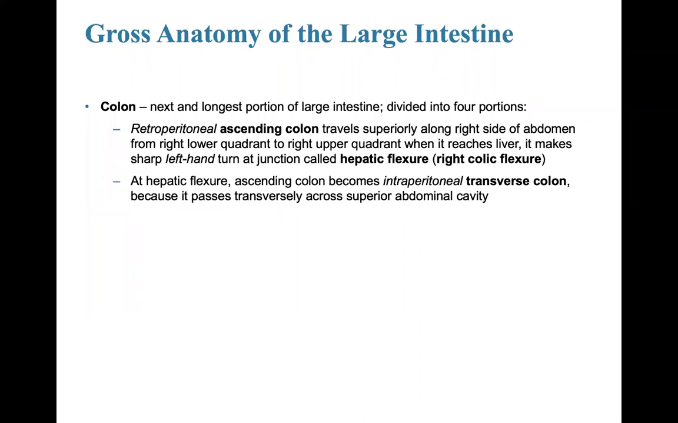You then have the colon. This is the next and longest portion of the large intestine, and is divided into 4 portions. This is a retroperitoneal structure where you have the ascending colon traveling superior along the right side of the abdomen from the right lower quadrant to the right upper quadrant. When it reaches the liver, it makes a sharp left-hand turn at the junction called the hepatic flexure.